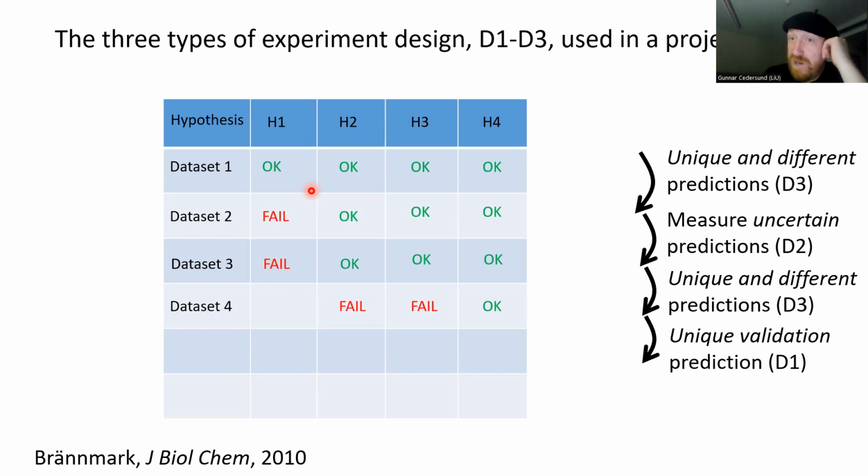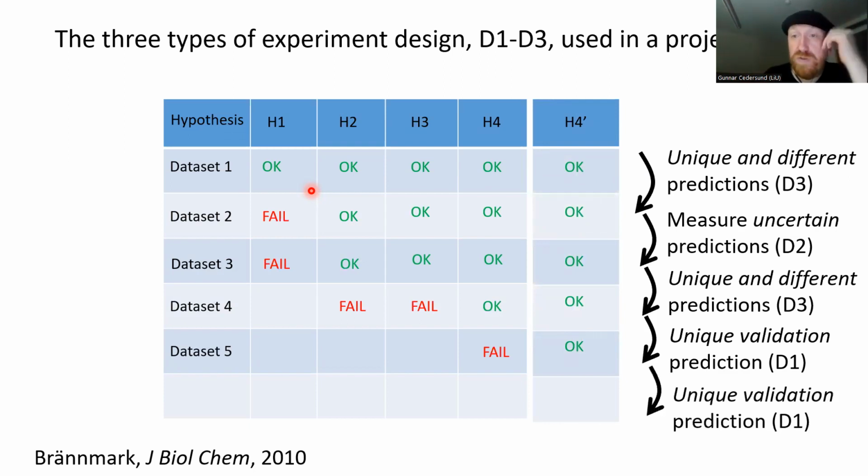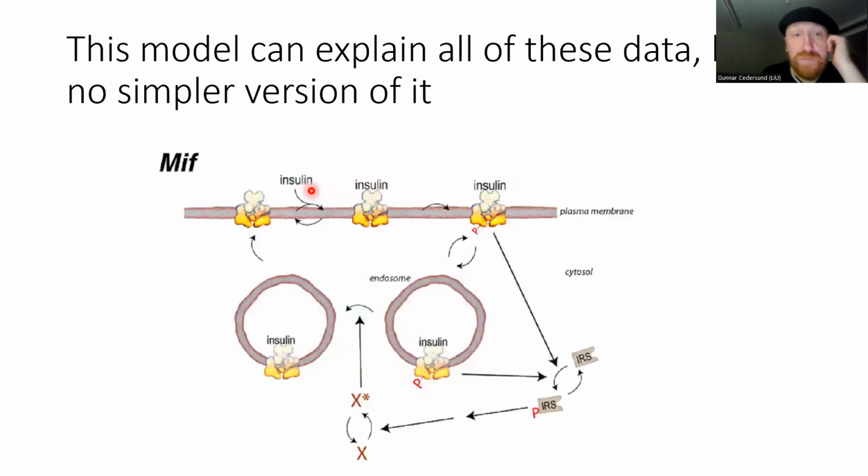Then we did a validation test where we said, okay, now we need a well-determined prediction. Let's see if that is correct. And in this particular case, it was not correct. So all of the 4 original hypotheses had to be abandoned. We had to formulate a combination of them, and that could describe all of the old data and also correctly predict new data. So that was the one that we selected. We did 5 iterations in the systems biology loop. And this is the model.